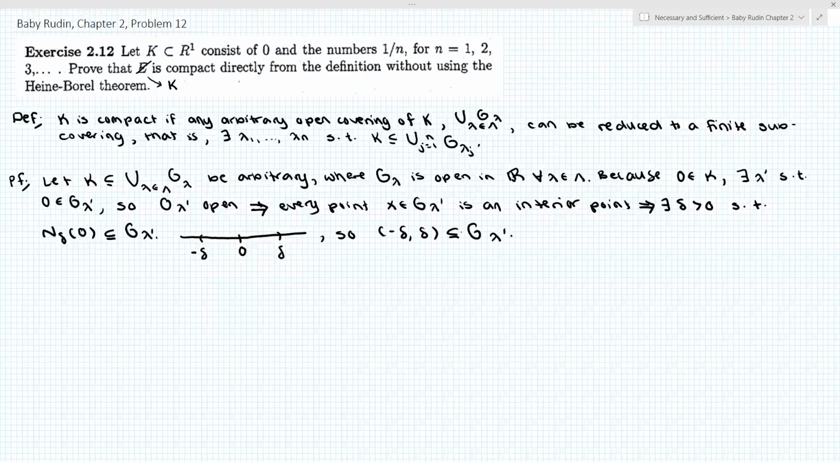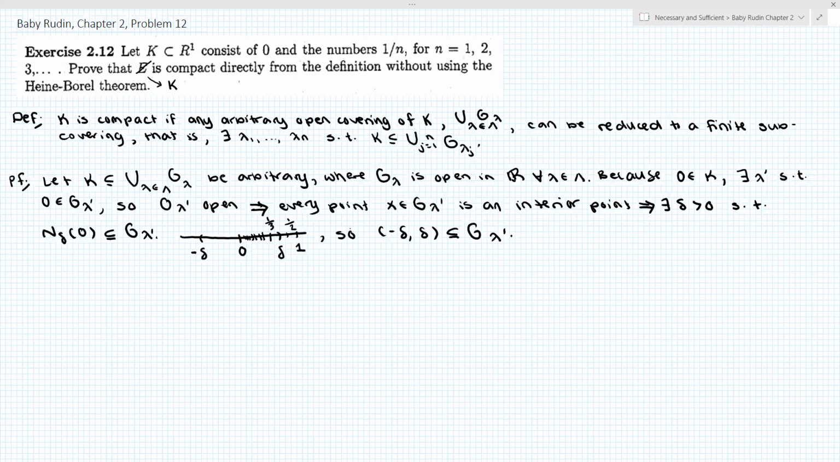Now this is where we're going to start using the fact that K contains 1 over n for any natural number n. So notice that let's say 1 is over here, and maybe 1/2 is over here. At some point, I'm going to move to the left of positive delta, let's say 1/3. And now every n greater than 3 is going to be contained in the interval 0 to delta. So like 1/4, 1/5, 1/6, and so on.